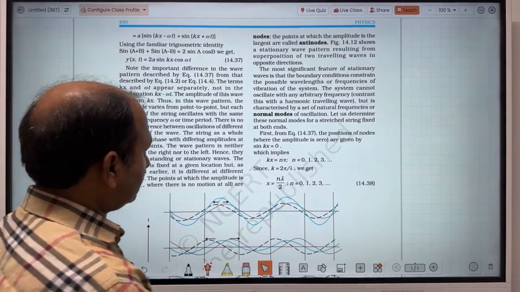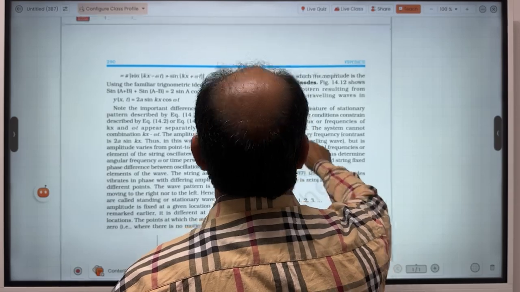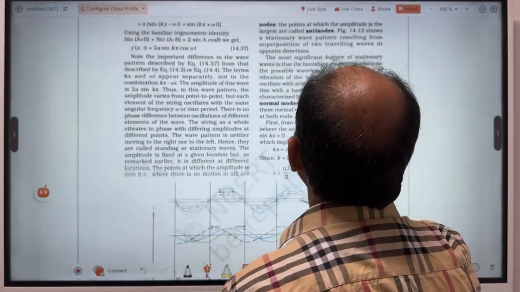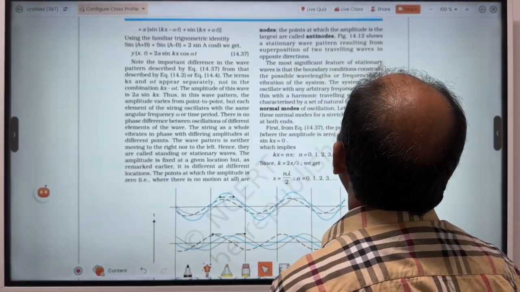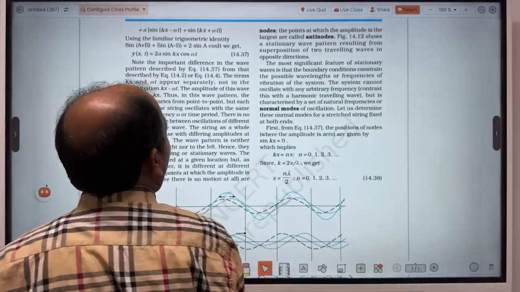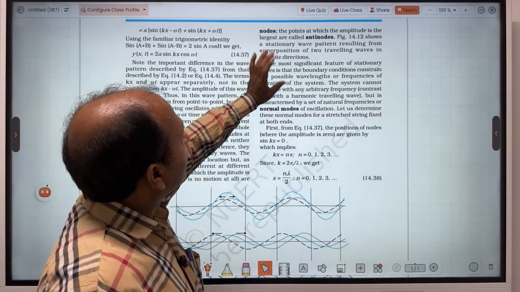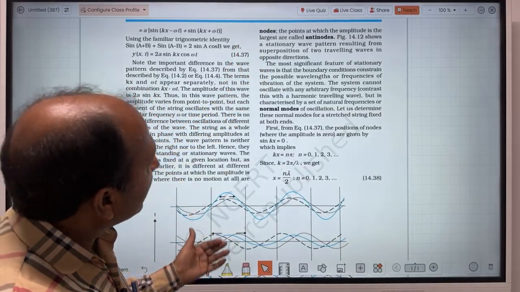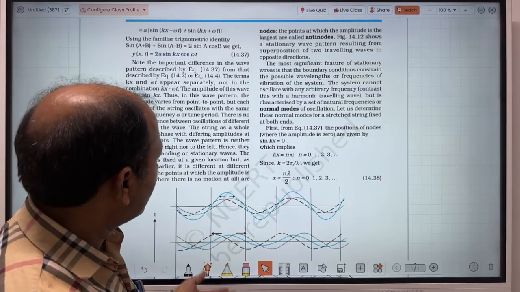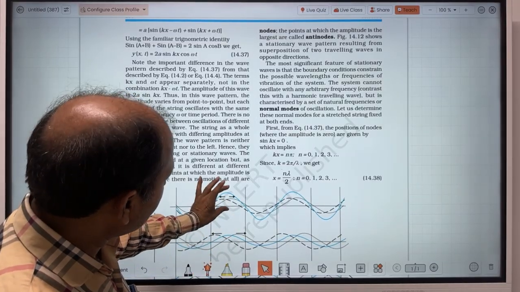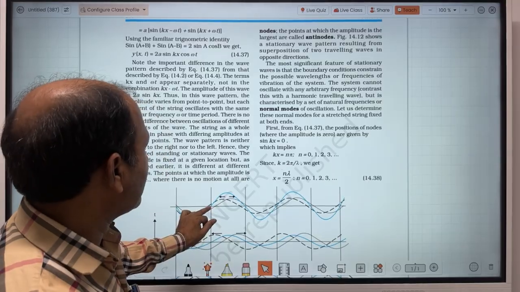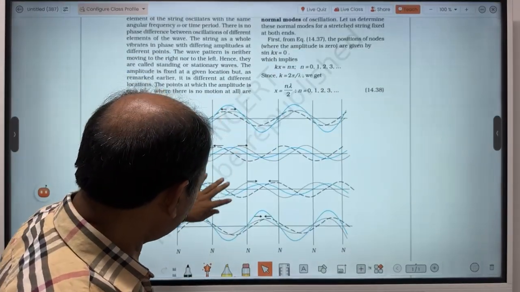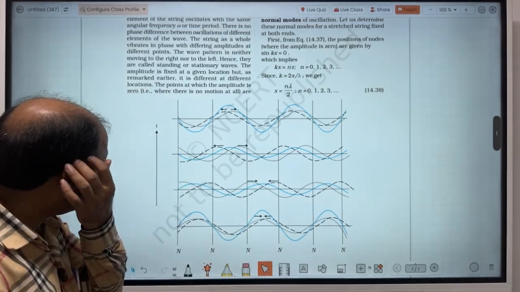Correct? Now here we are going to discuss nodes and antinodes. Nodes and antinodes are the points where the amplitude is least and largest. Nodes mean the amplitude is the least and antinodes mean the amplitude is the largest. So suppose we take this point here, the amplitude is largest, at this point the amplitude is the least. So this will be a node, this will be an antinode. That is shown here also.